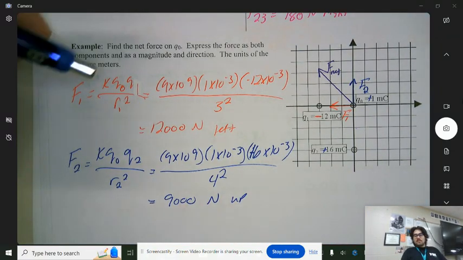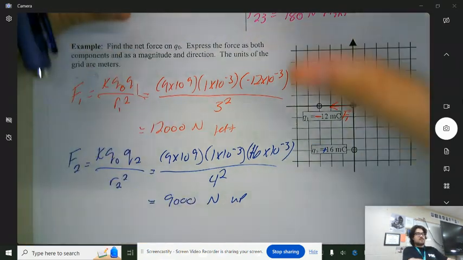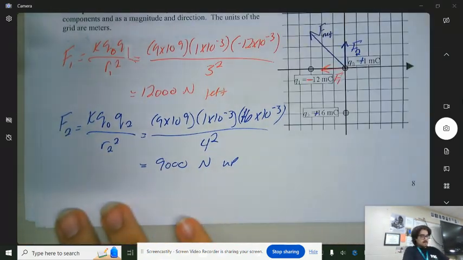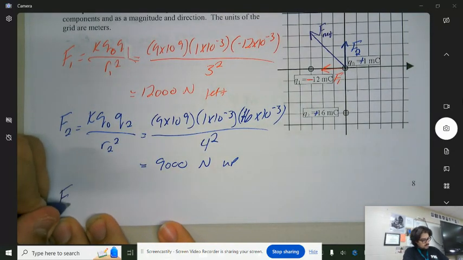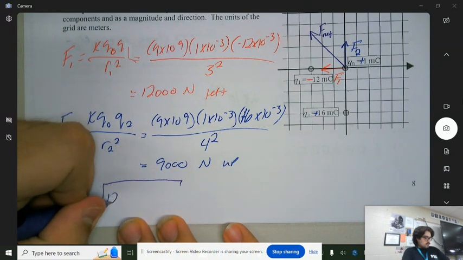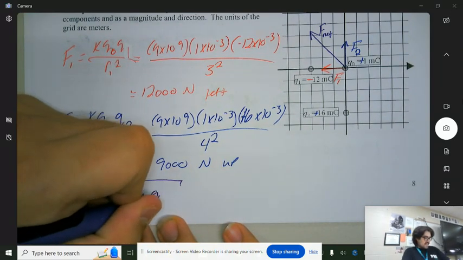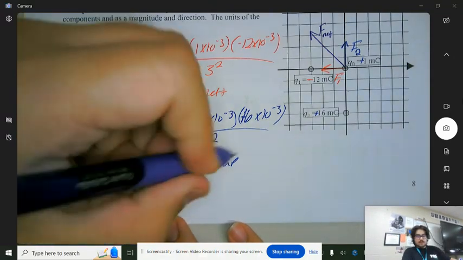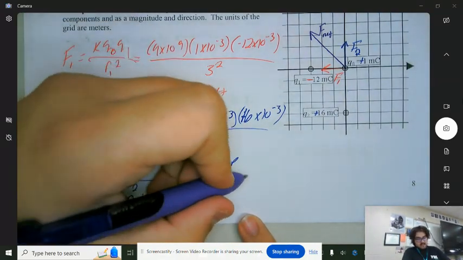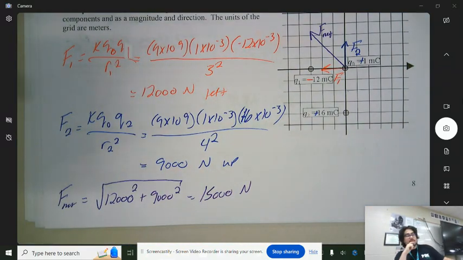So then you would need to figure out the resultant of the vectors, which is pretty straightforward. All you got to do is use the Pythagorean theorem, okay? So you'd use the net force is equal to root 12,000 squared plus 9,000 squared, and you would end up getting 15,000 newtons, okay? Now we still need to figure out the angle because we need to figure out the direction.